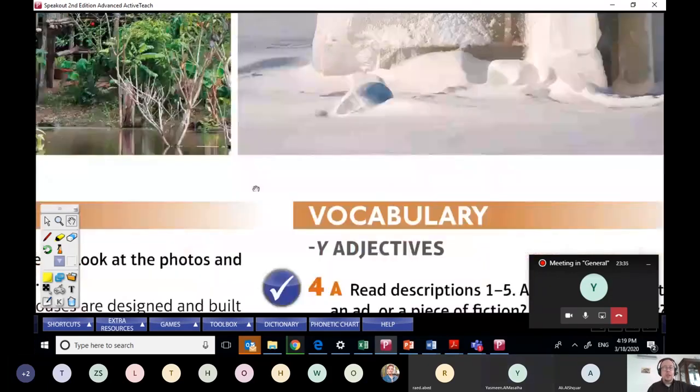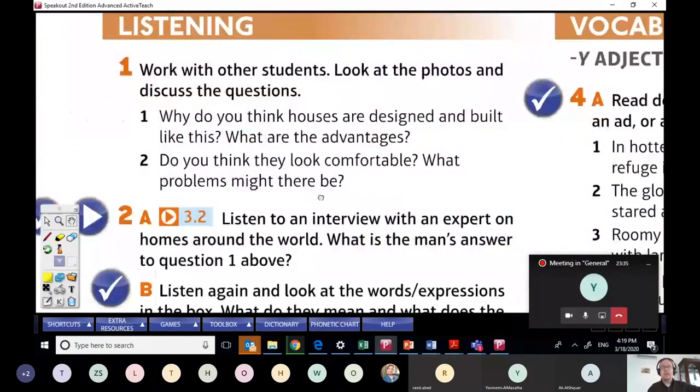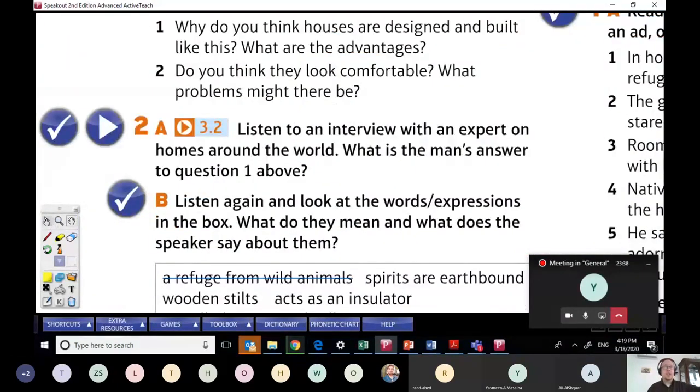Yeah. Good. So let's listen to this expert talk about why these things were designed the way they were and see if you guys had the same ideas.